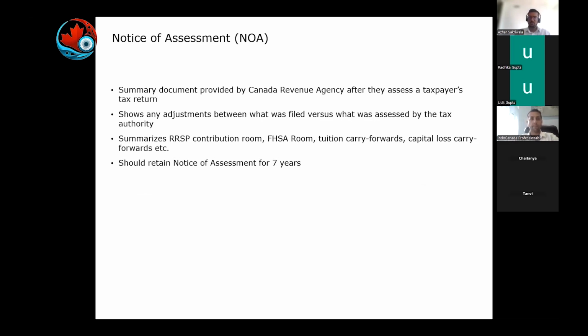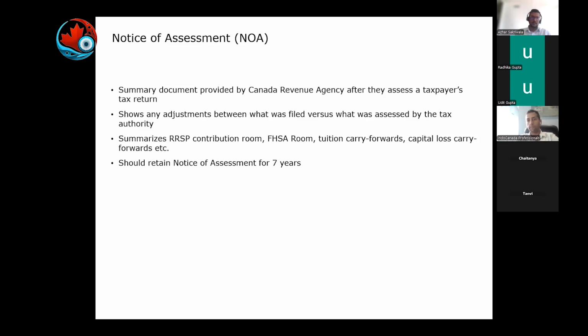If you have tuition credits, it will provide the amount of your tuition credit carry forwards and also your capital loss carry forwards, if any. So whenever you start your tax return, and if you have filed Canadian returns in the past, it's very important to keep a copy of your previous year's notice of assessment, as that will provide you with the information that you need to file your current year tax return.